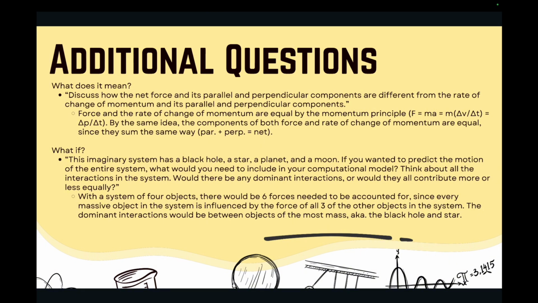So the net force and the rate of change of momentum are equal by the momentum principle, right? Because F equals ma, which is just Newton's second law. We can derive the momentum principle right now, where a equals delta v over delta t, and delta p equals m times delta v. So they're equal.